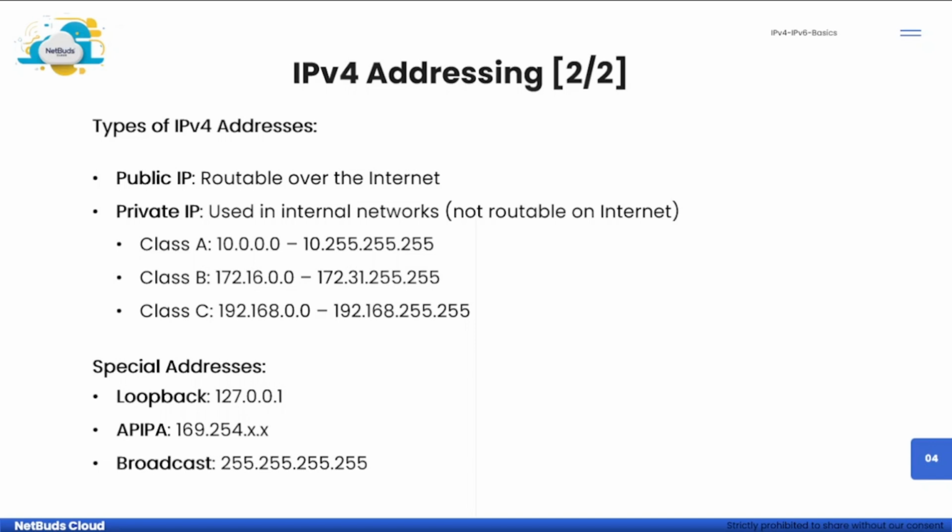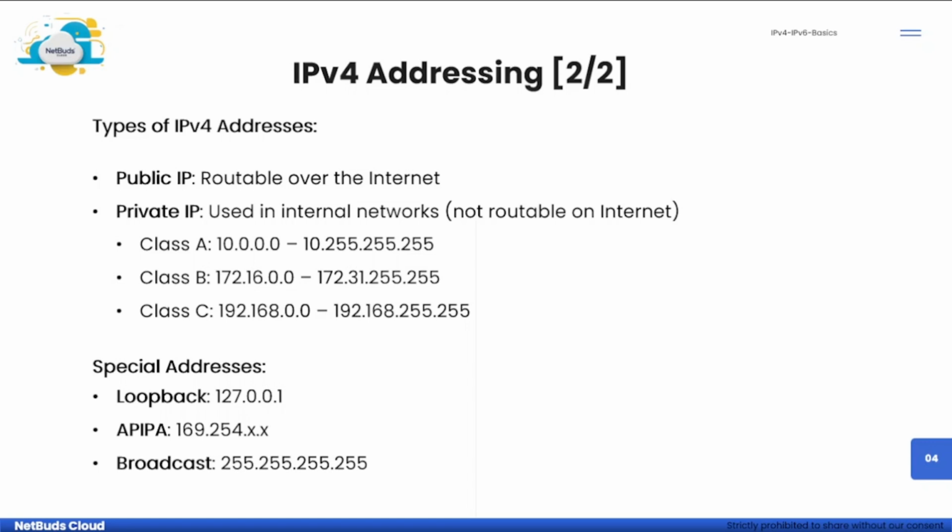Second one is APIPA. It has the range 169.254.0.0 to 169.254.255.255. Whenever a device asks the DHCP server to request an IP address and it doesn't receive any IP address, then automatically this APIPA IP address is assigned to the device.